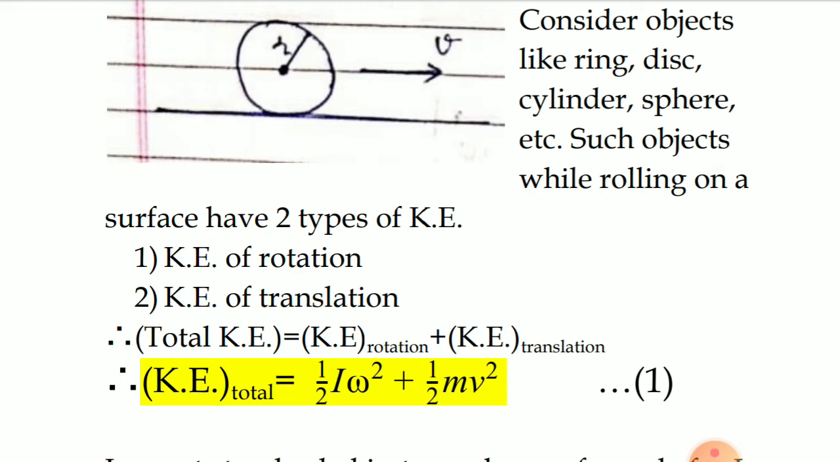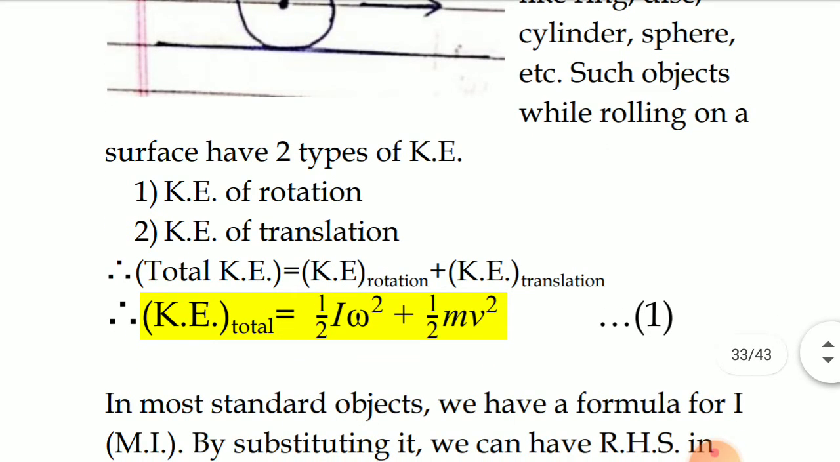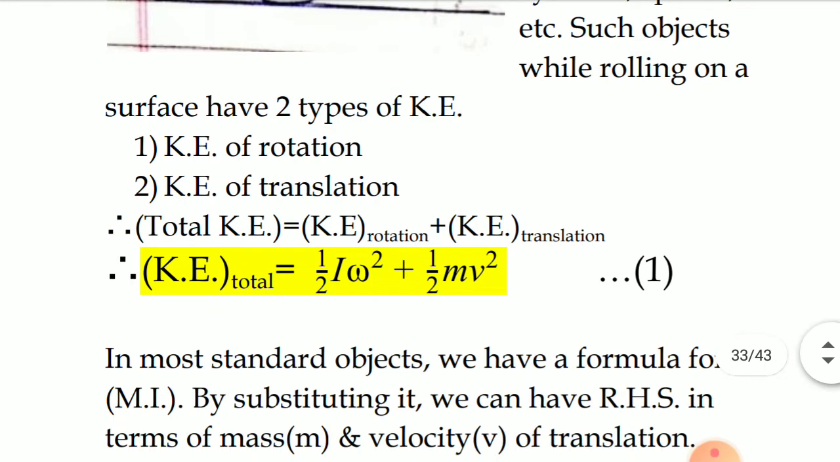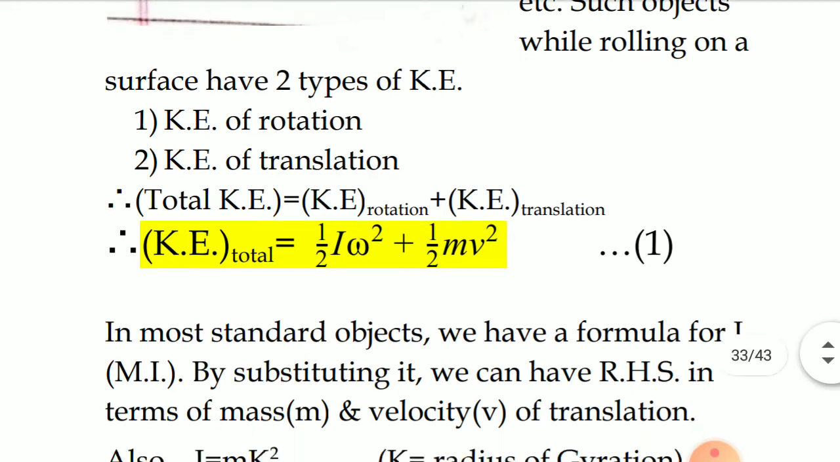So I can have the equation that total kinetic energy is equal to KE rotation plus KE translation, where rotational kinetic energy is equal to half I omega squared and translational kinetic energy is half mv squared.